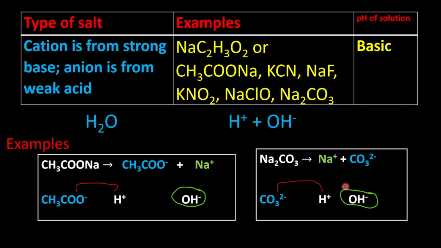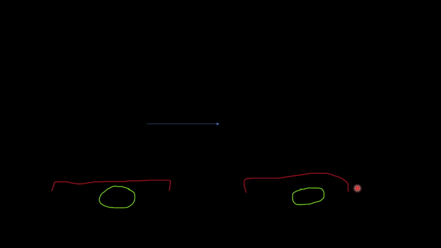So that is the basic trick. When you split, then you combine them. The one that will be left behind indicates whether it is basic, acidic, or neutral. Alright, so we move.